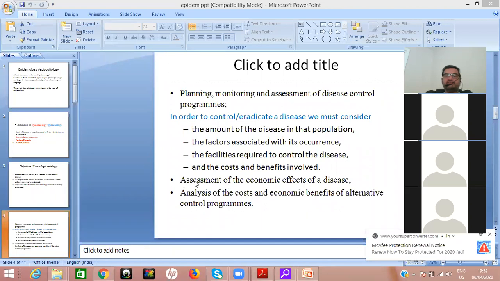If any disease is of highly zoonotic in nature, we cannot stick to this statement, that is assessment of economic effect of a disease, because human life cannot be just with economy. We have to save the human life. So this especially refers to animal population only, not for the human beings. Analysis of the cost and economic benefit, we have already discussed it.